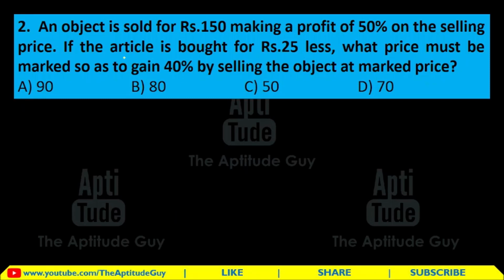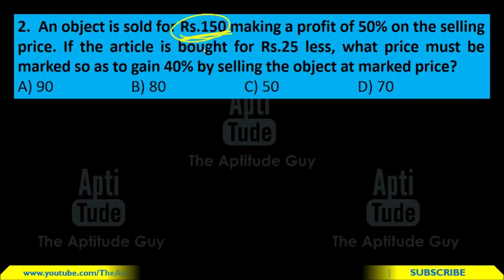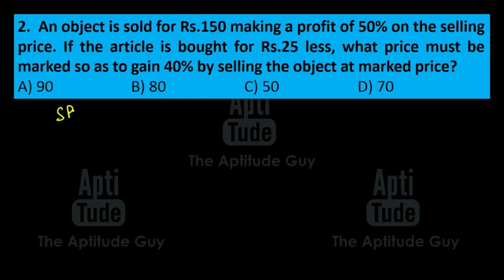All right. They have said an object is sold for 150 rupees. Now, in this question, can we assume anything to be 100? We can't, because the question has given us solid information. That is, the selling price is equal to 150 rupees. Now, the profit is 50% on the selling price. This part is extremely important. It is 50% on the selling price. So profit is 50% of 150. 50% of 150, that is half of 150, that is 75.